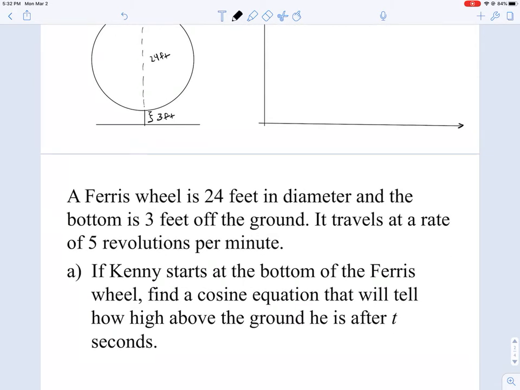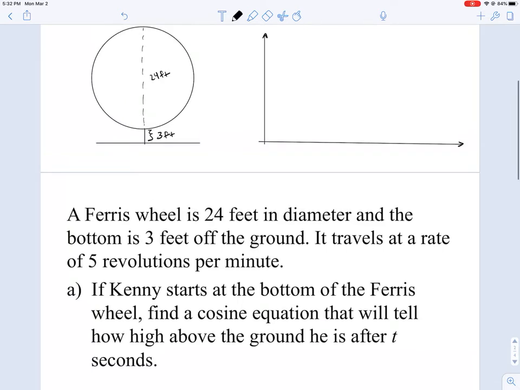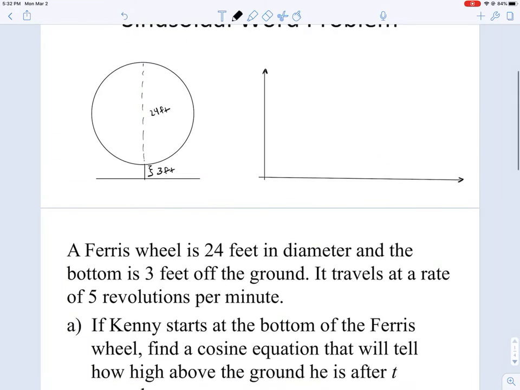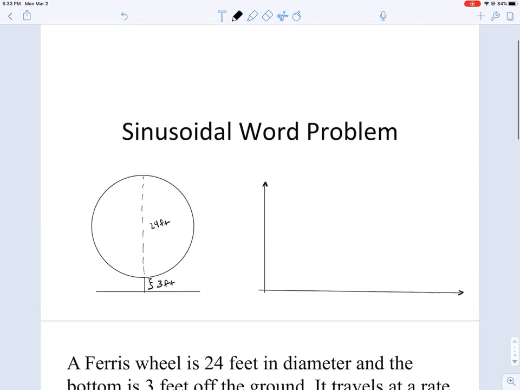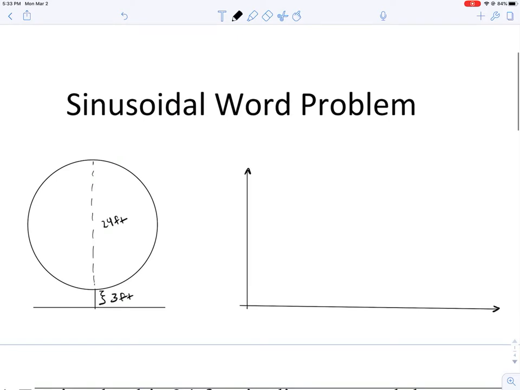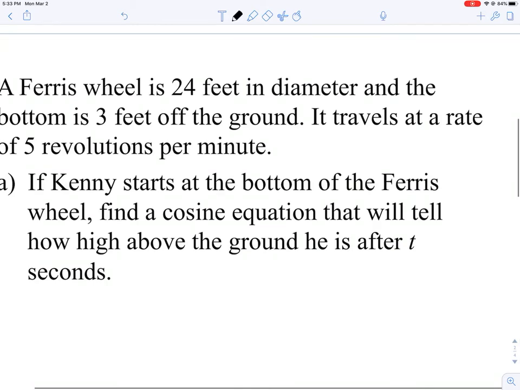Okay, so if Kenny starts at the bottom of the Ferris wheel, find a cosine equation that will tell how high above the ground he is after t seconds. In order to come up with our cosine equation, let's go ahead and just think about this situation, about as time is passing, how high he will be off of the ground as the Ferris wheel is turning around and around.